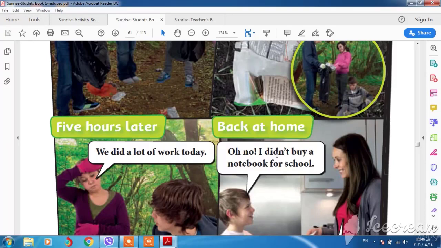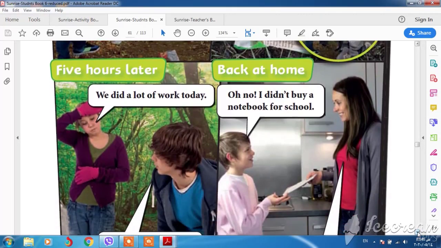Okay. Oh no, I didn't buy a notebook for school. We have didn't in this sentence. It means that this sentence is a negative sentence because we have didn't between the subject and the verb. And also we have verb base. After didn't there should be a verb base, okay? I didn't buy a notebook for school.